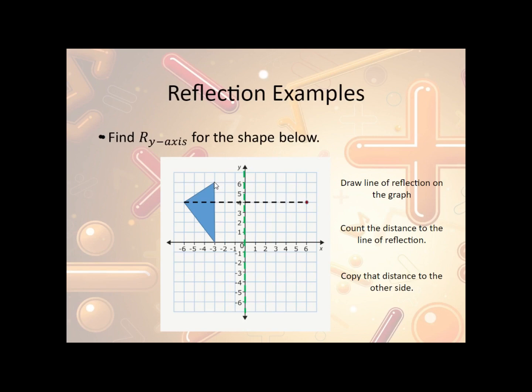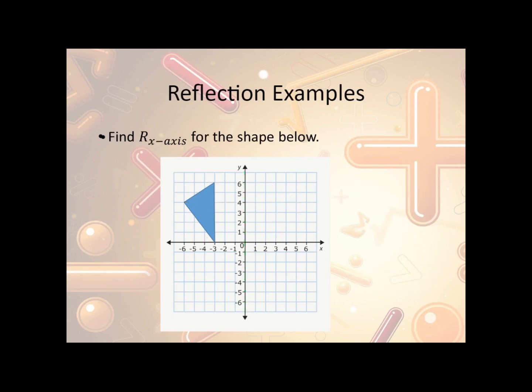So here, this one, 1, 2, 3 away. So we go 1, 2, 3 away on this side. And then the same thing here, 1, 2, 3 away on this side. So 1, 2, 3 away on this side as well. And then we just draw our triangle. And notice we have two triangles that are exactly the same size. Let's look at another example.